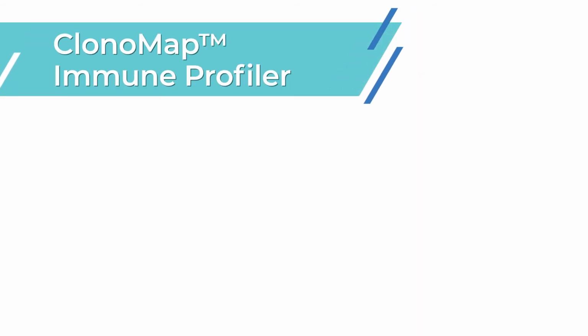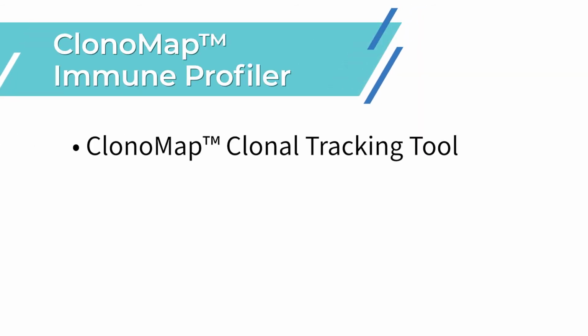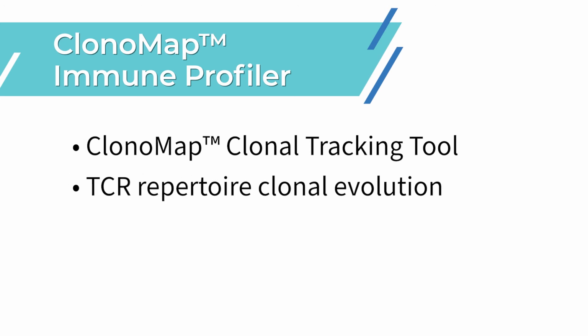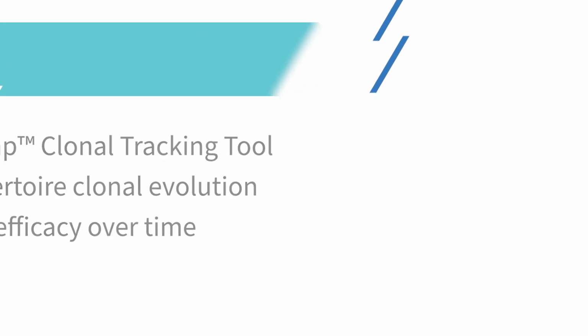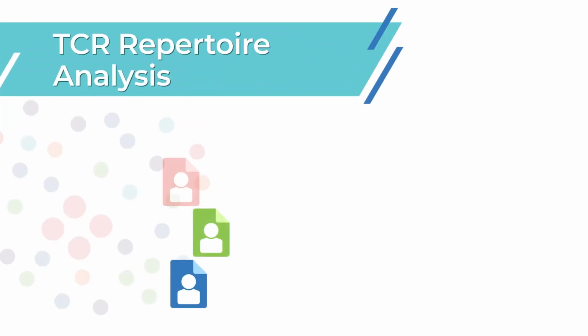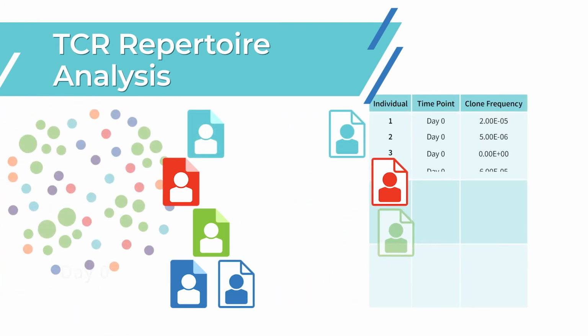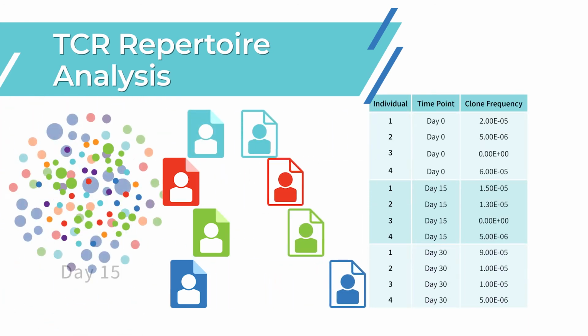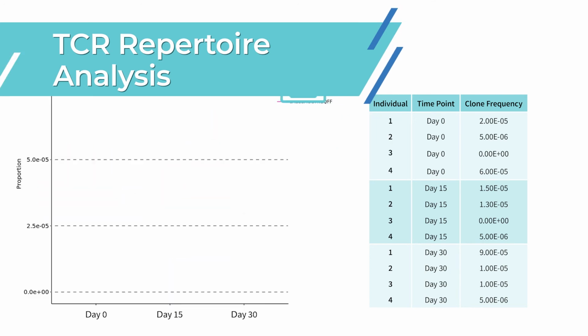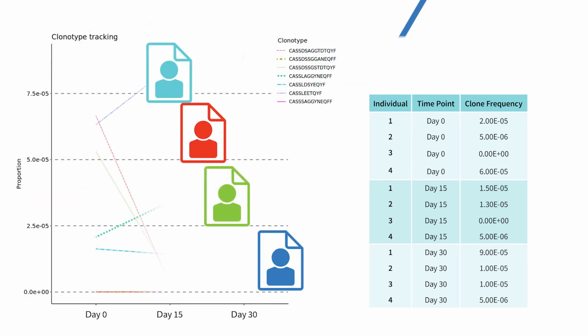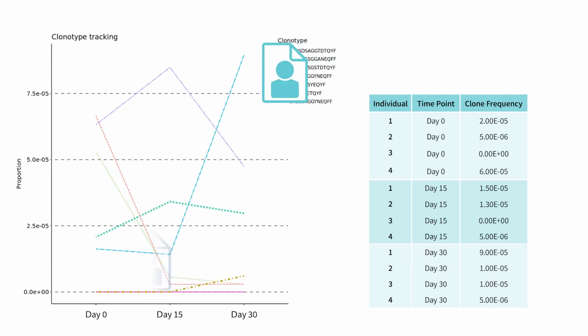Here's an example of how a researcher can use the ClonoMap clonal tracking tool to study changes to the TCR repertoire to measure clonal evolution over time and draw insights about the efficacy of a vaccine. In this example, TCR repertoire analysis was performed for several individuals from the blood over a period of time pre- and post-vaccination. The data was processed through ClonoMap Immune Profiler, and the graph shows how the top clonotypes changed over time in these individuals.